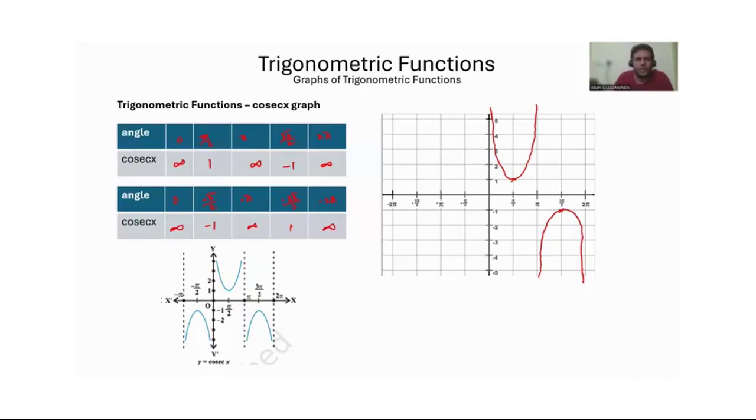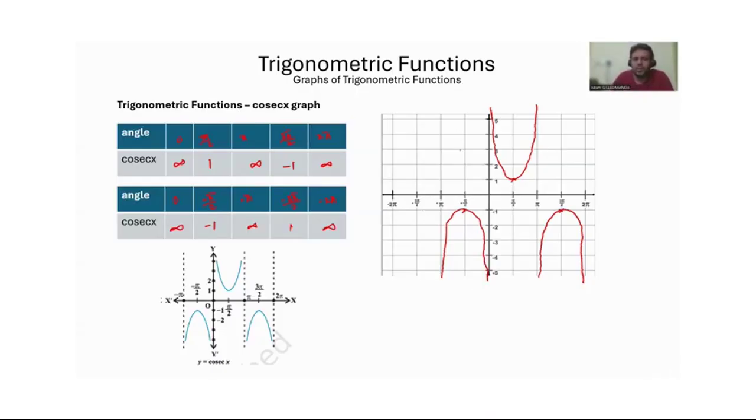Now let's start. Between 0 and minus pi. So 0 is what? Infinity. And minus pi by 2 is minus 1, guys. Minus 1. And then minus pi is again infinity. That means at origin, it is infinity. And at pi, it is infinity. So that's between 0 and minus pi.